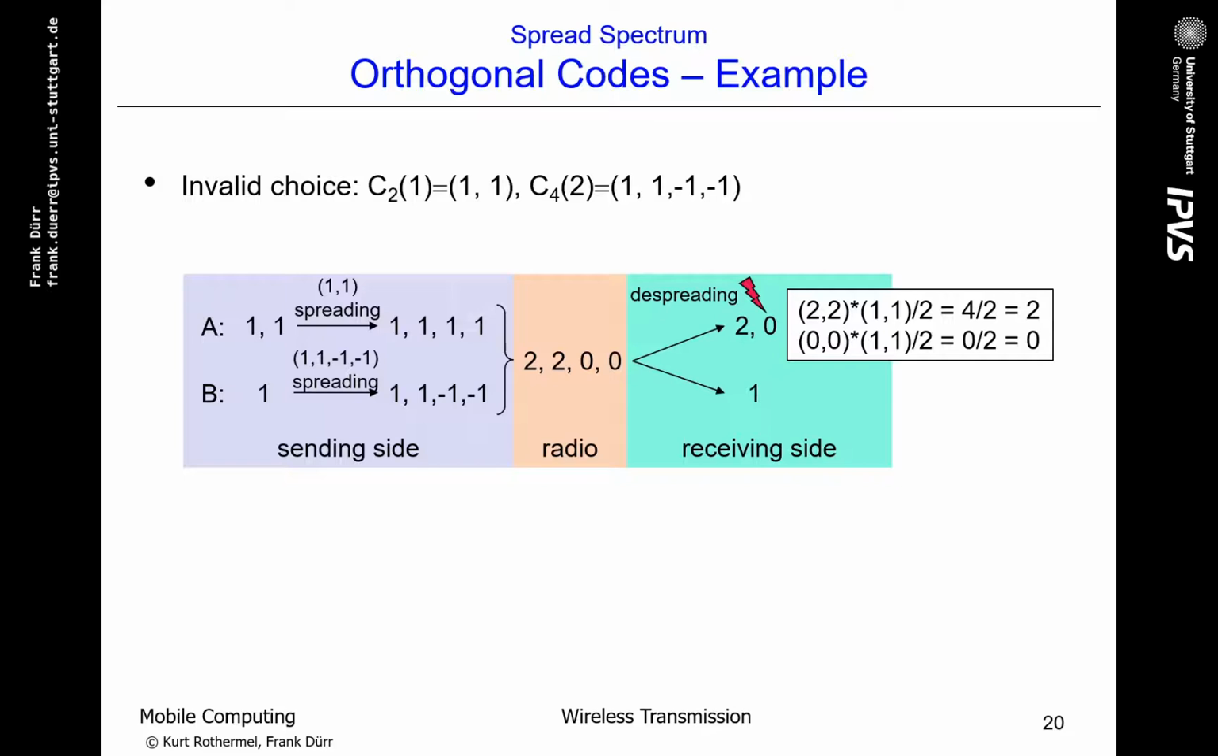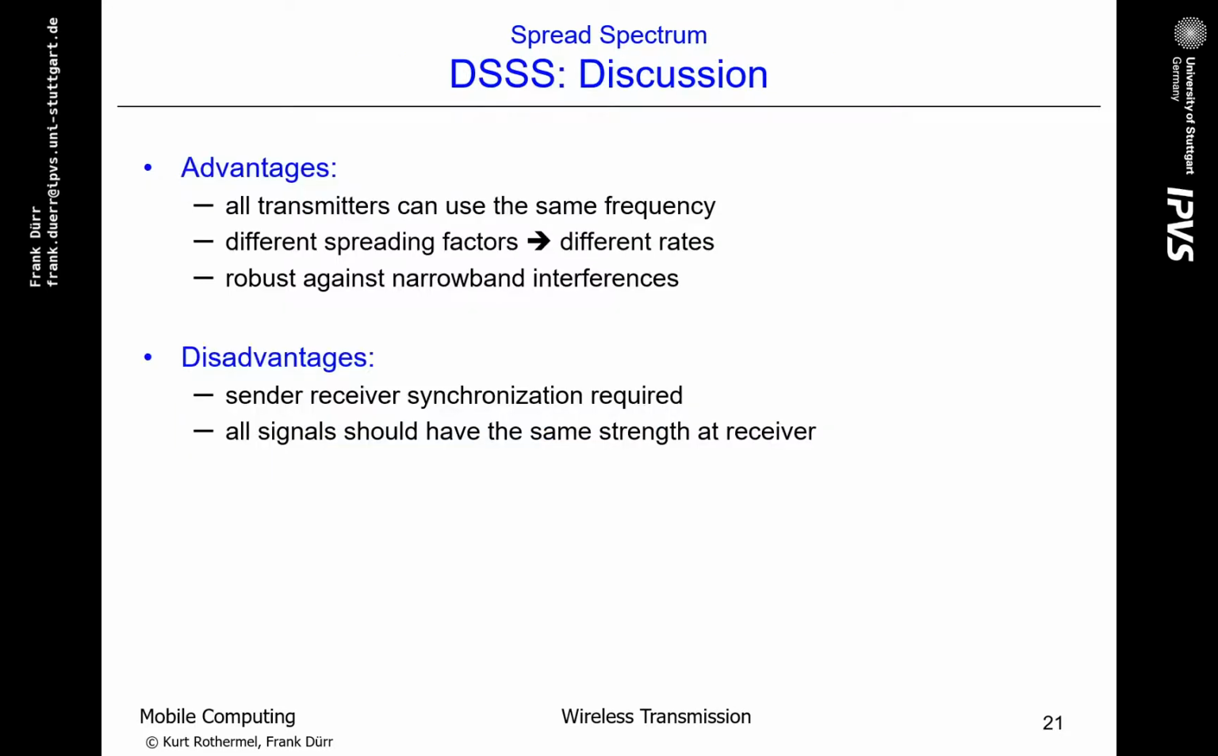So you see, if you make the wrong choices by choosing chipping sequences from the same branch, then we have a problem. Then the despreading doesn't work anymore. And this is what I wanted to show you here. Okay, so we've seen now how to use orthogonal codes to implement direct sequence spread spectrum technology.